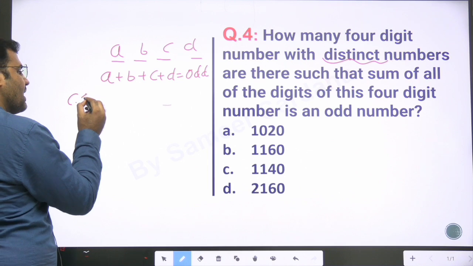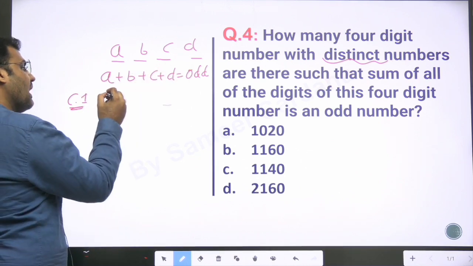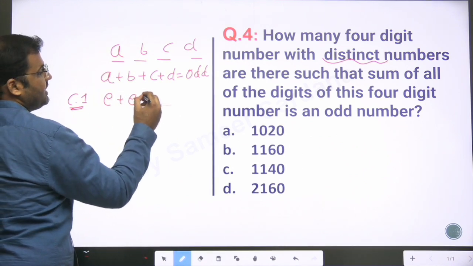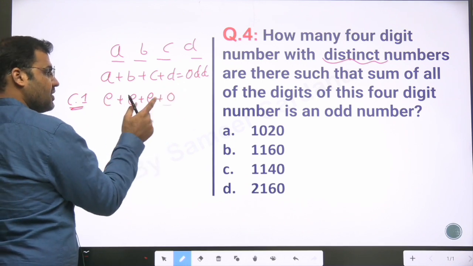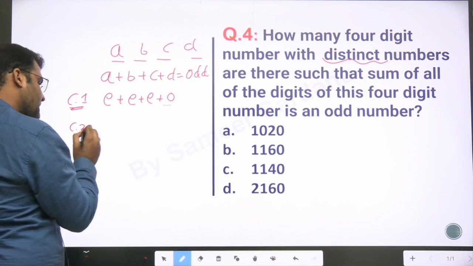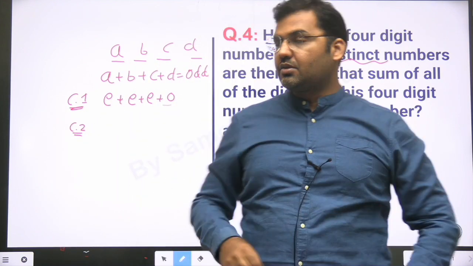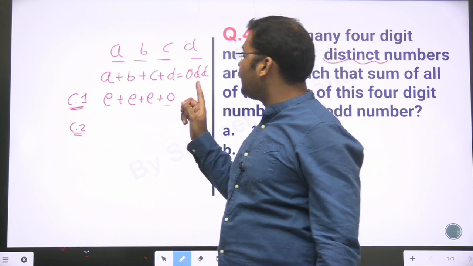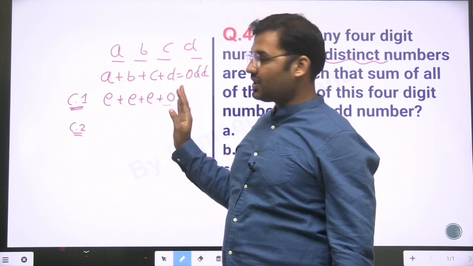So case 1 is, if I want the sum of all the 4 digits to be an odd number, the first possibility is that out of these 4, you take 3 numbers even and one odd, because even plus even plus even will give you even, and even plus odd will give you odd number, right? Then take another case, okay? But then you also have to take into consideration which digit will be the odd one. Will this be the 4th digit? Will this be the 3rd digit or 2nd digit or the 1st digit? It can be any, right?